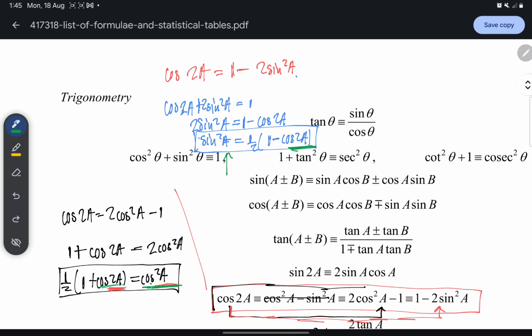For cos squared, it's 1 plus cos 2a, it's a half of 1 plus cos 2a. For sine squared, it's half of 1 minus cos 2a. Let's go and do finish.